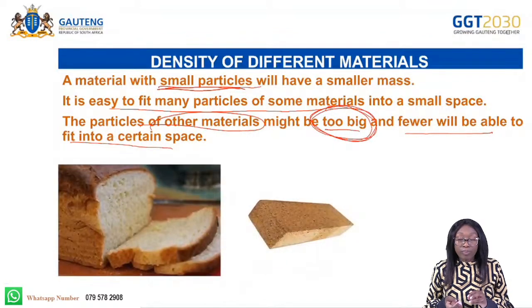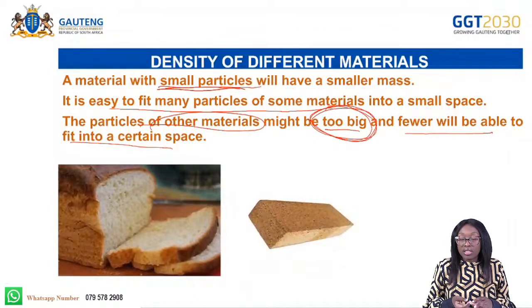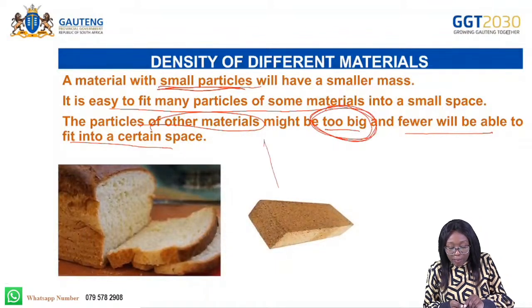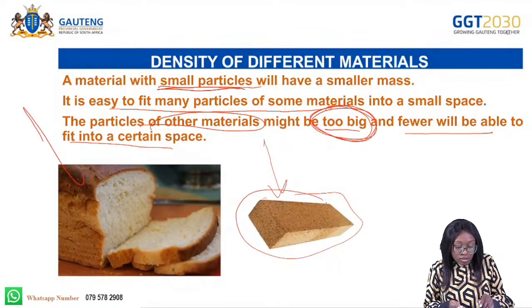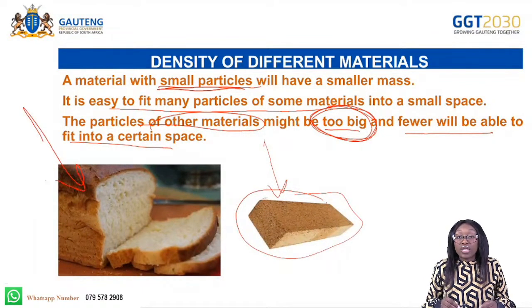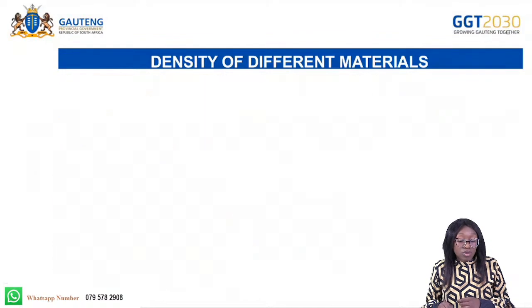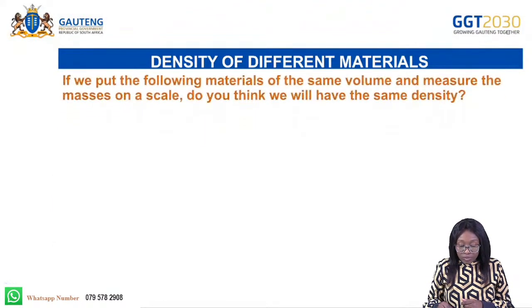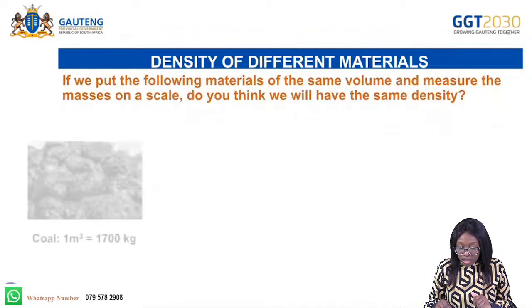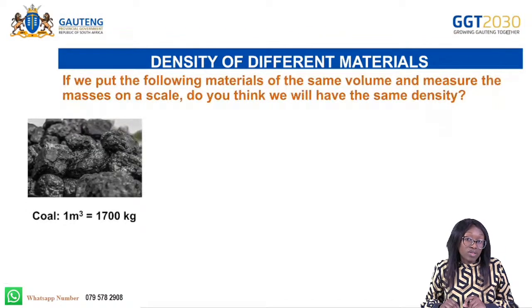So when we look at the brick that is made of clay, and our bread is made from flour, the way the particles are packed into this brick and the way particles are packed into the bread makes their density also to be different. So if we put these following materials, they have the same volume, and then we measure their masses on a scale, do you think they're going to have the same density?